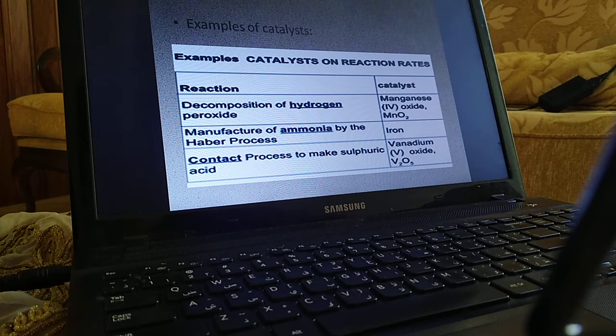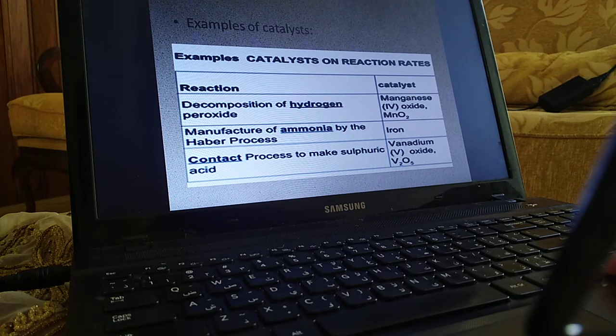In order to succeed in making ammonia with the reaction of nitrogen and hydrogen, I put iron. Iron makes the activation energy less and therefore makes the reaction happen faster.